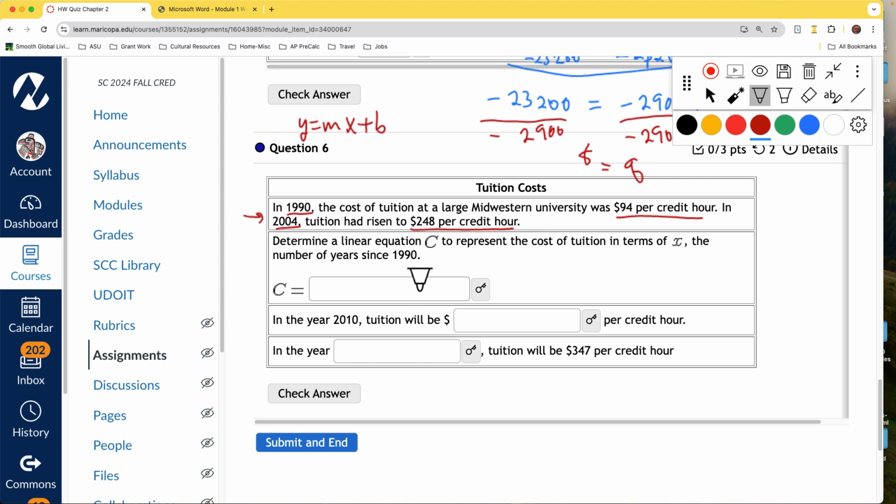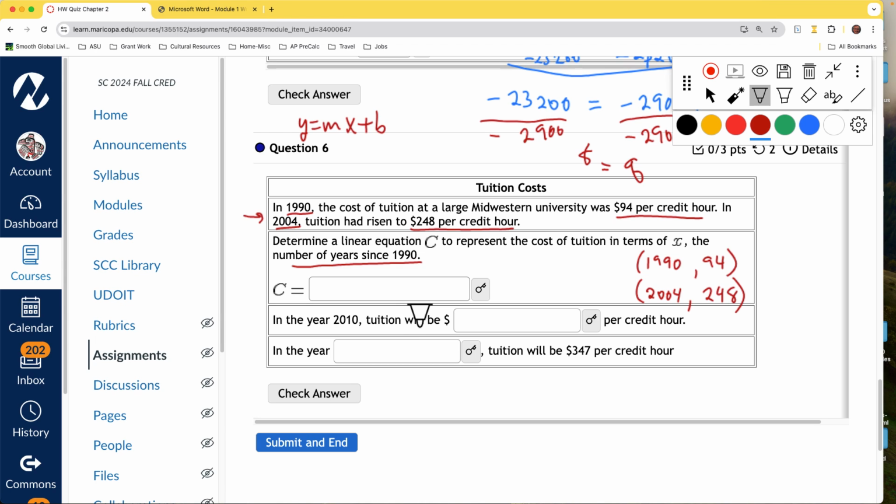What they're giving us is 2 points. In 1990, cost per credit hour is 94. That's an X and Y point. Time is usually going to be our X. In 2004, it's 248. So we've got 2 points. We're going to be able to come up with a linear equation with these 2 points. The thing is this part of the question here, they want the tuition in terms of X. And what is X? It's the number of years since 1990.